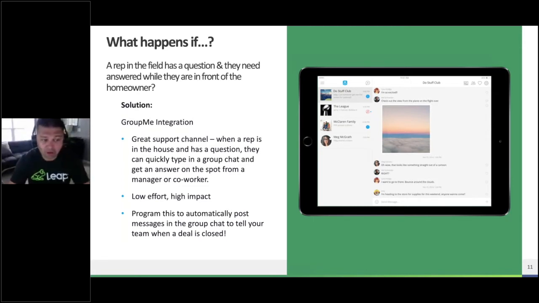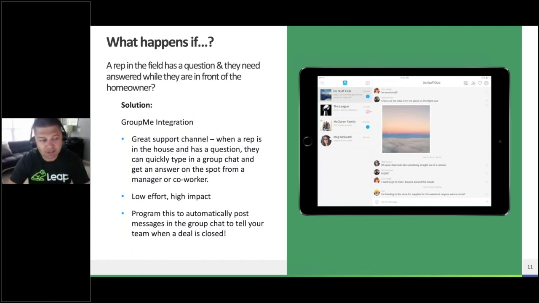It's a very low effort, high impact thing that you can do. You can literally set this up now. GroupMe is completely free. You can create different groups for different reps, or everybody in the same sales channel: a support channel, and then a sales channel. And what I mean by sales channel is creating recognition for all of your reps when they sell a deal.